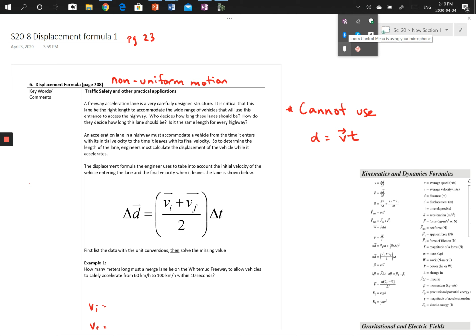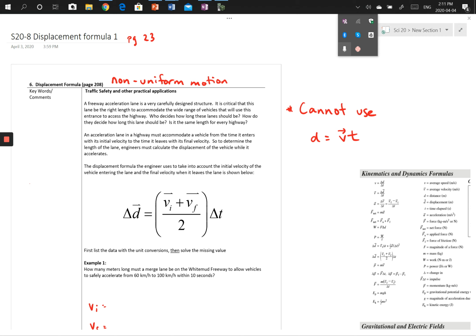I'm going to teach you how to use a new formula that we haven't seen before. So we've been talking about uniform motion versus non-uniform motion. Uniform motion is when we have something moving at a constant speed. It's not speeding up. It's not slowing down. Non-uniform motion is when we have an object that's speeding up or slowing down.